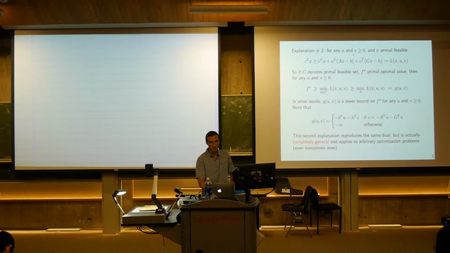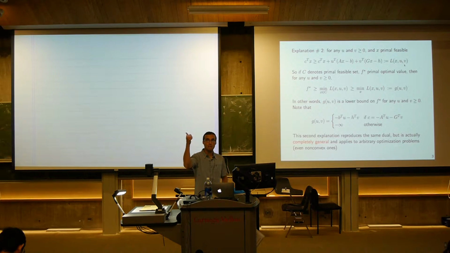Because, again, this thing is always less than or equal to 0 for all feasible points x, as long as v has non-negative components. So we're invoking that same key property, but using it in a slightly different way, and we're thinking of this as a function of three variables. The primal variable is x, and the dual variables are u and v.